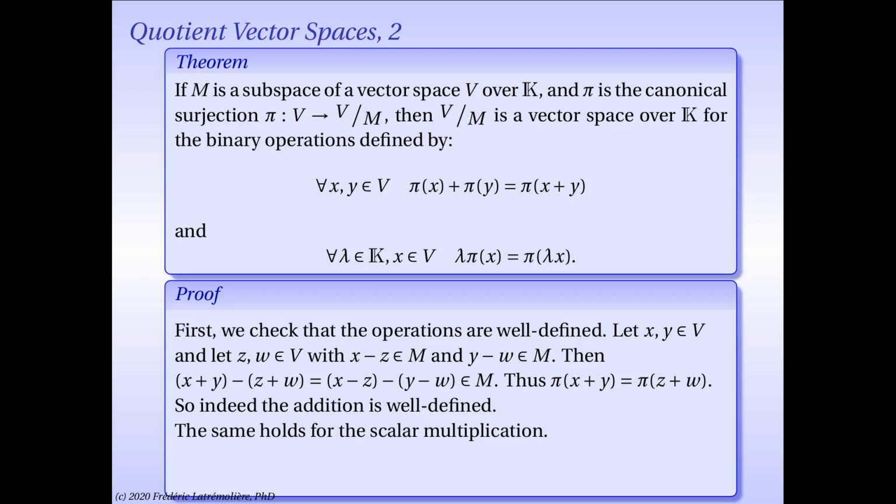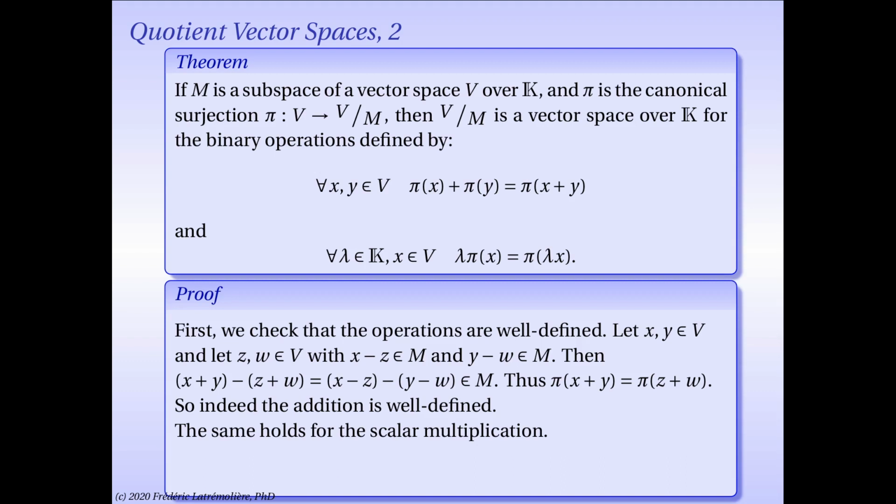So since x is equal to z modulo M, it means x minus z is an element of M, and similarly y minus w is an element of M. And then I'm going to compare x plus y with z plus w. I take their difference, but you can rearrange the terms by associativity and commutativity to observe that you really have the difference of x minus z, which is an element of M, and y minus w, which is an element of M. M is a subspace, so this difference is indeed an element of M.